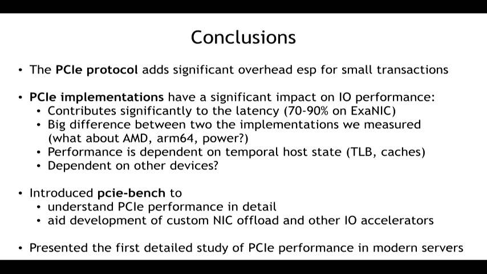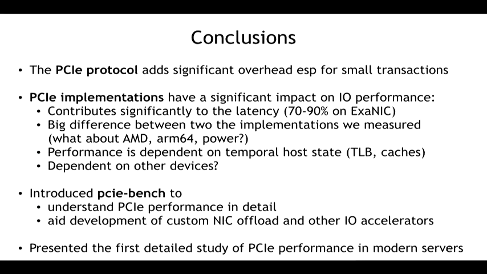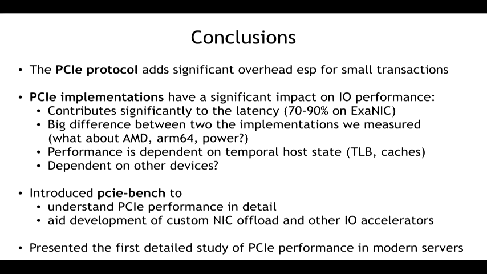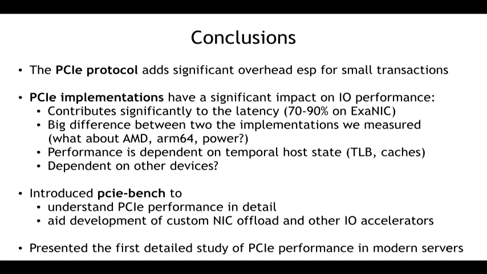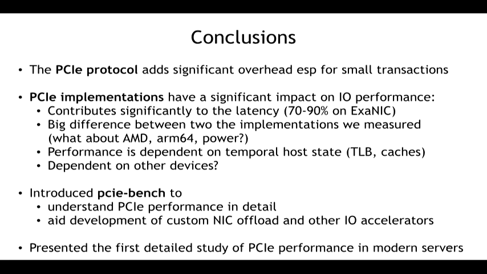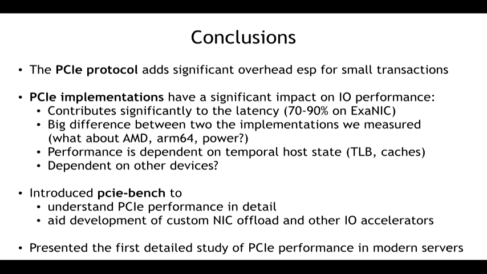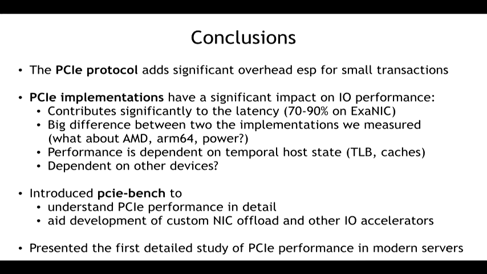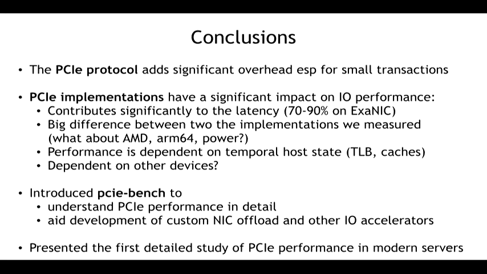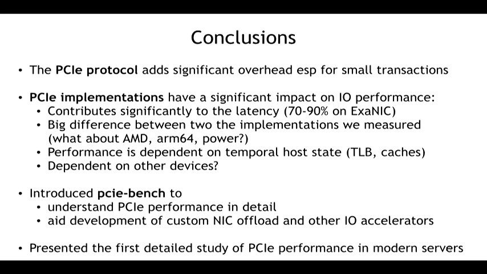So there's an obvious question and obvious future work: how would an AMD system compare? How do they implement it? Recently there are at least 3 ARM64 server vendors out there, and basically their PCI performance, as far as I know, is not known. So this type of tool will help you understand the implementation. We've also shown that the performance is very dependent on the temporal state or host state, like the TLB, and also the caches, of which we have more details in the paper.